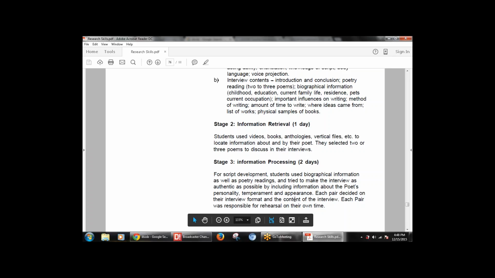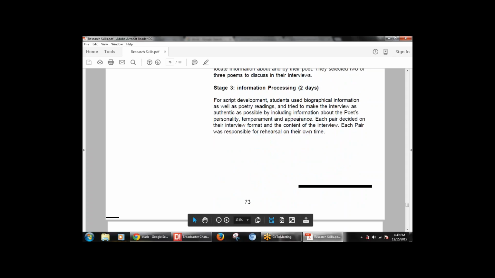the appearance. So that is the information processing. Each pair decided on their interview format and the content of the interview, and each pair was responsible for rehearsal on their own time. That is how the information will be processed by the different interviewers.